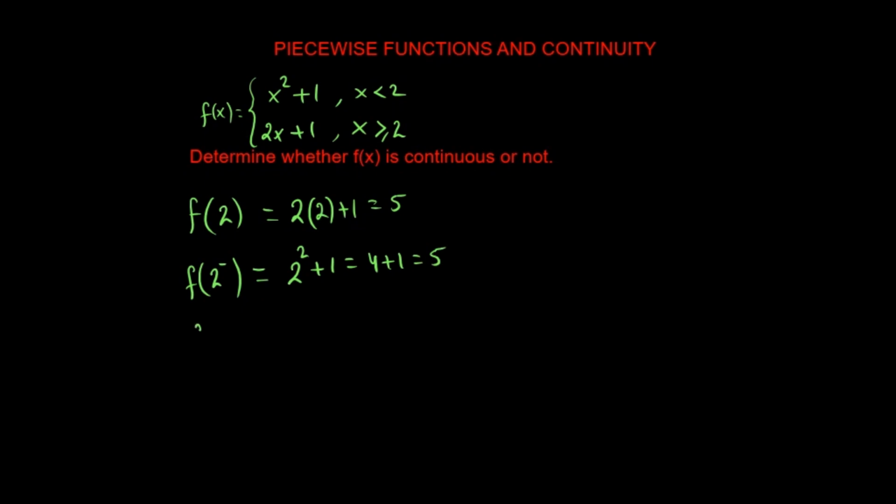And finally, find the value of the function right after it has become 2. In this case, x bigger than 2 is defined as this. So in this function, we plug in 2 for x, 2 times 2 plus 1. Notice that these three values are the same. And if that's the case, you can say that the function is continuous at 2.